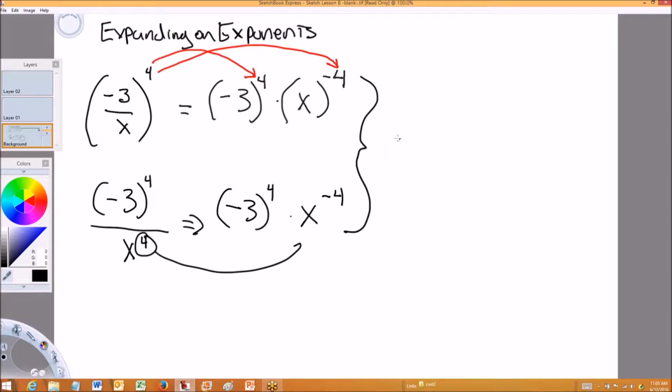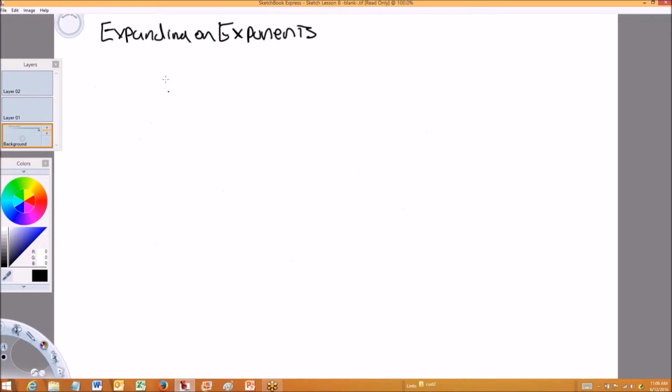So we go ahead and work this out. Negative 3, you can punch this into your calculator. Negative 3 to the 4th power is 81. X to the negative 4th power is x to the 4th power on the bottom. And let's go ahead and do B of example 6.